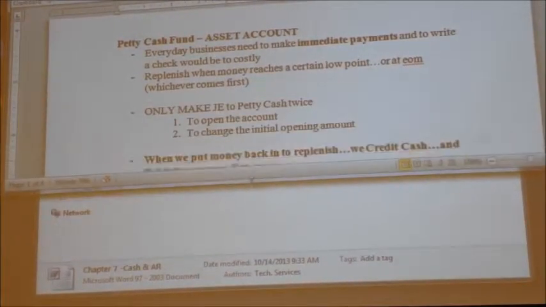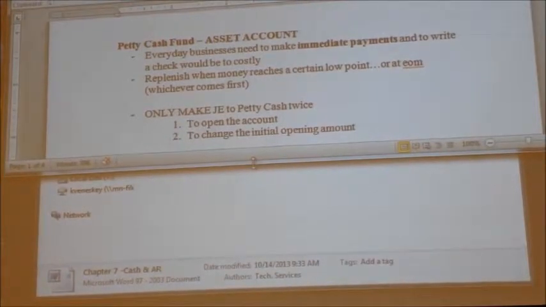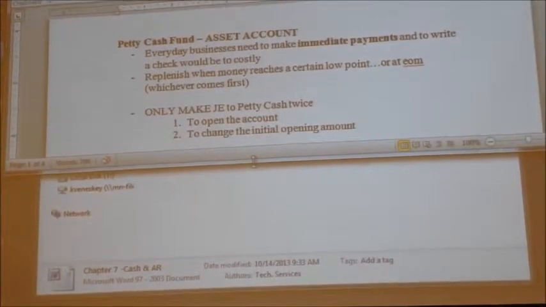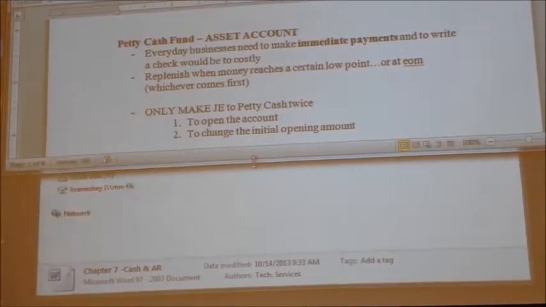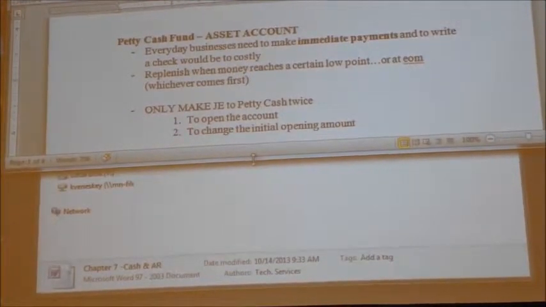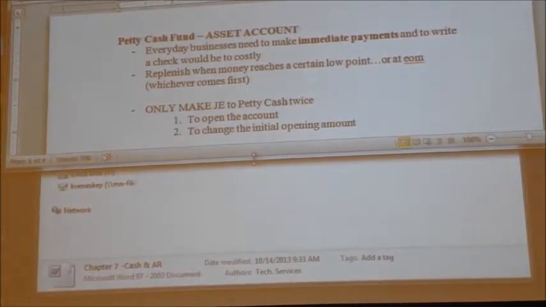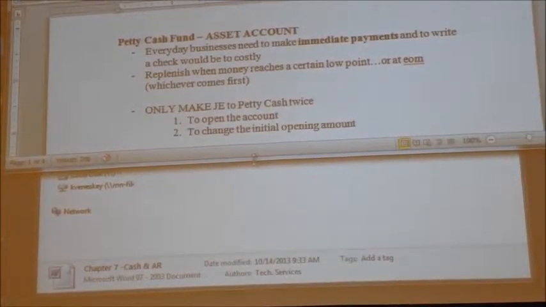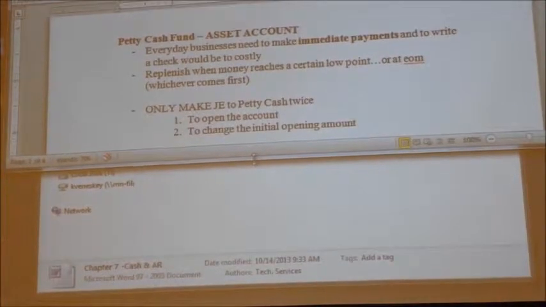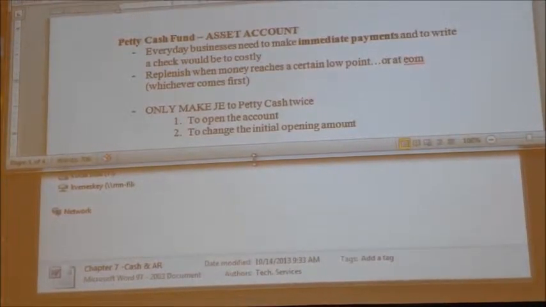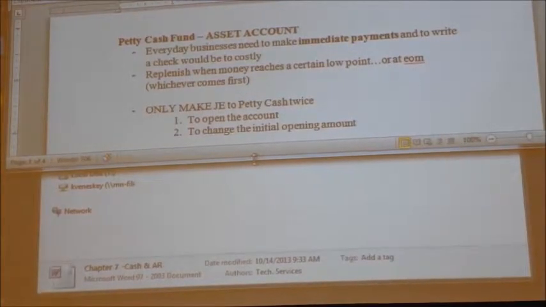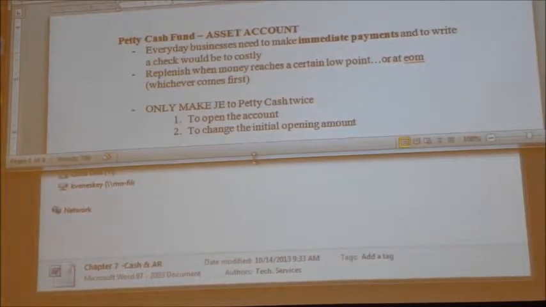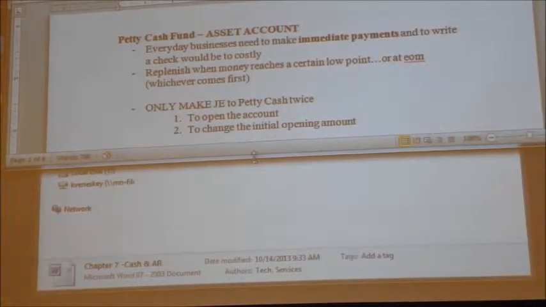And that kind of brings me here to that second point. When you're dealing with petty cash, the first thing about doing journal entries to petty cash: you only ever adjust petty cash, the actual T account that we're going to put on the board in a minute, 2 times. On 2 different occasions may you actually have a journal entry called petty cash. Otherwise, you leave the account alone.